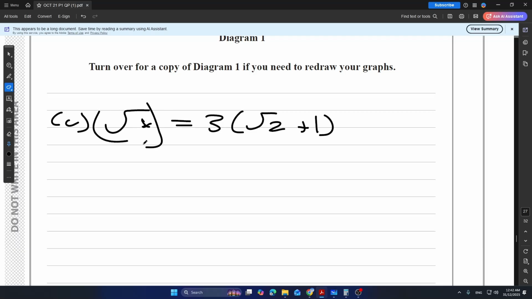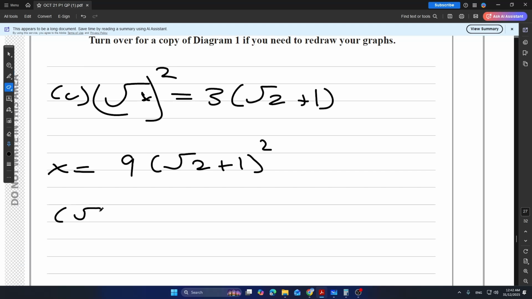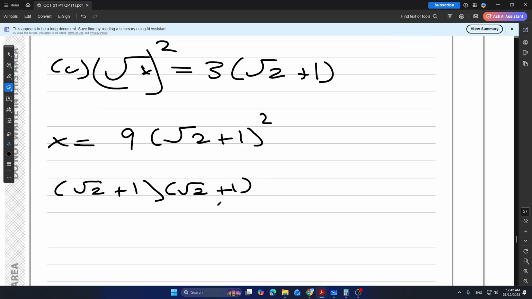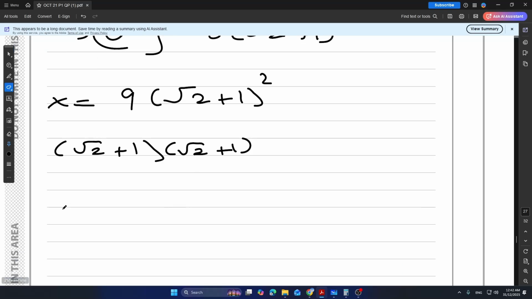By removing the root, you square both sides, because it's the opposite. Squaring both sides, x equals 3 squared, which is 9, and we're going to have root 2 plus 1 squared also. Root 2 plus 1 squared, let's put it in the calculator. I don't need to expand or anything. I can just put all this in the calculator, and we get the answer.